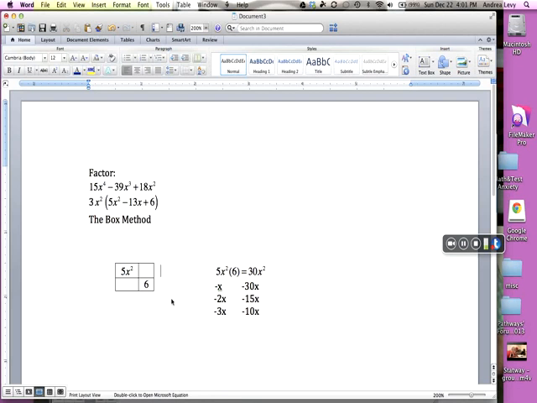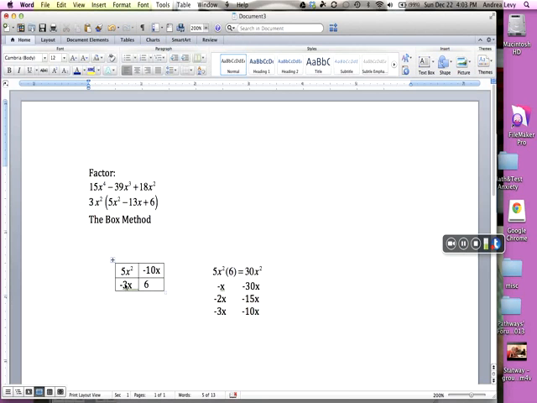So now I can put these factors into my box in the two empty spaces. It doesn't matter which empty space you put it in, you just put them into either one. So I'm going to place the negative 3x in my bottom left, and the negative 10x I'm going to place in the top right. And now I'm going to use greatest common factors.